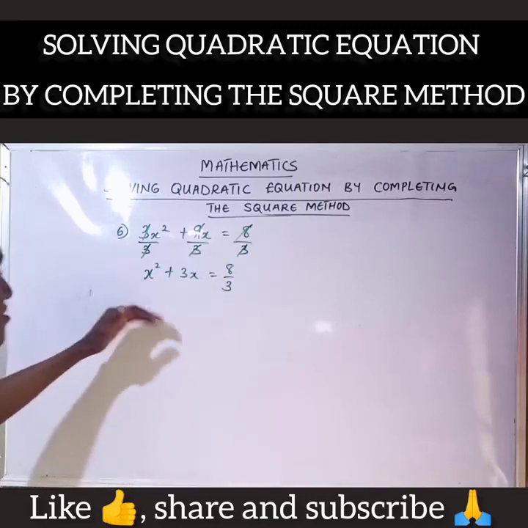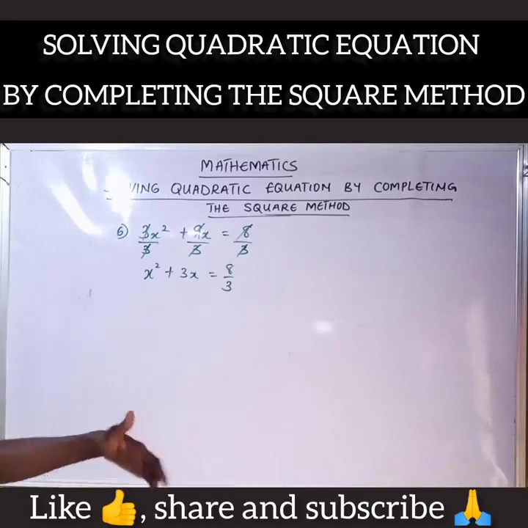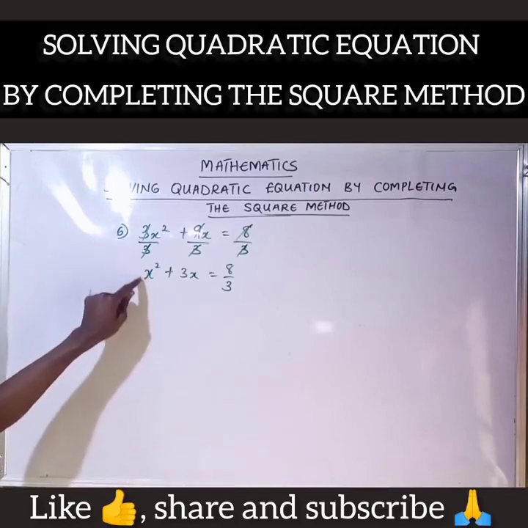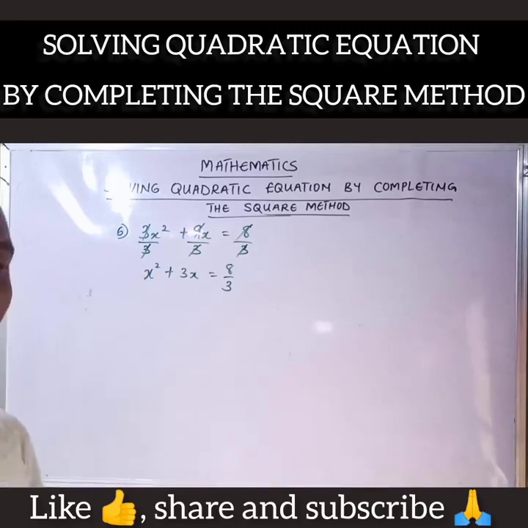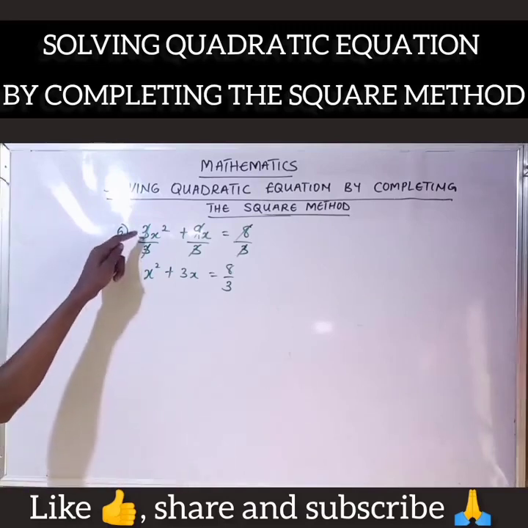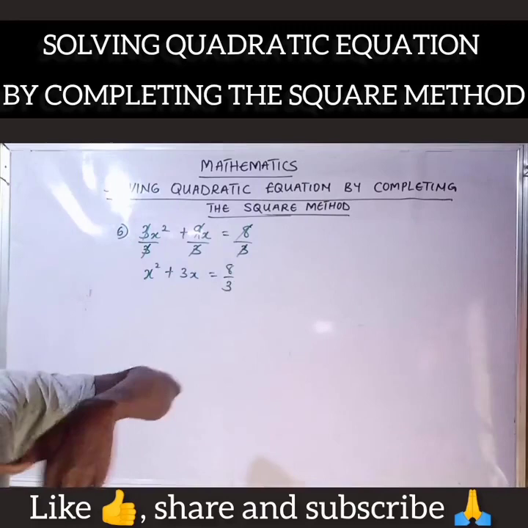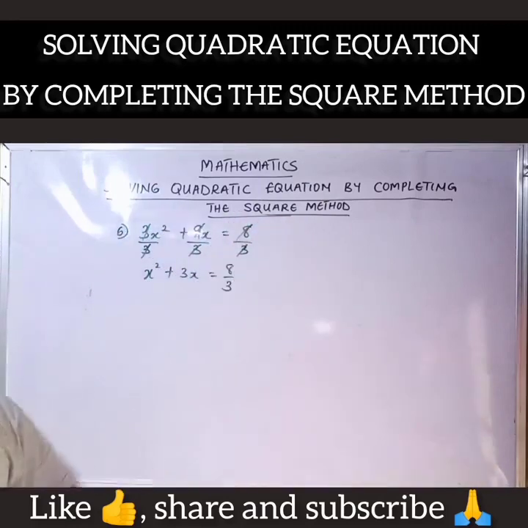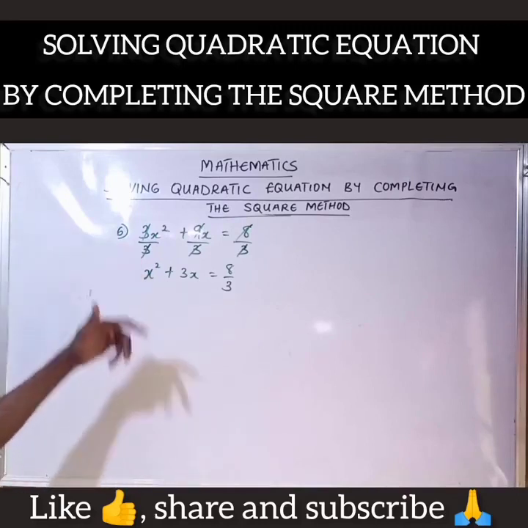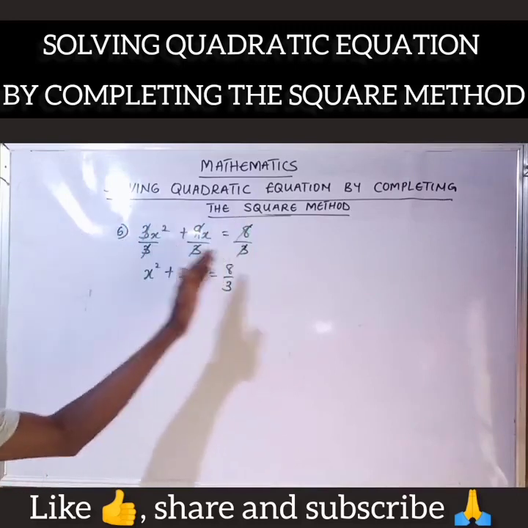Now, you will see that so far, what we are trying to ensure is that the coefficient of x squared is nothing apart from 1. And this is the reason why we take the step of dividing everything by the 3, dividing each of the terms by what? By 3.